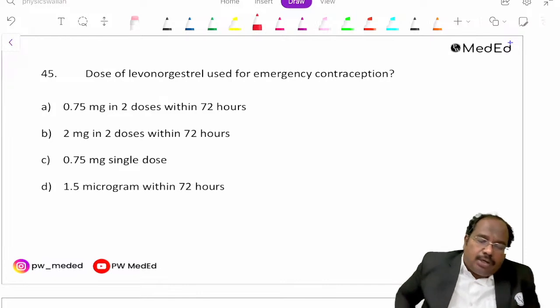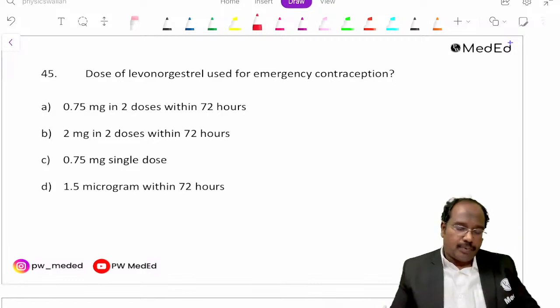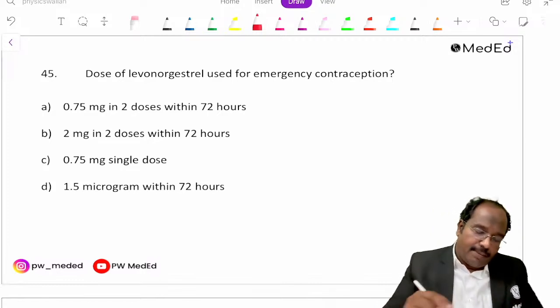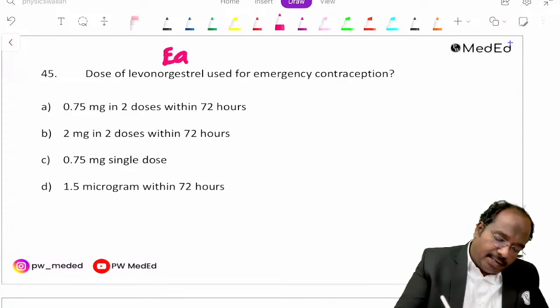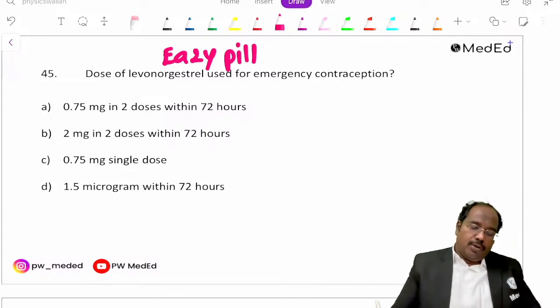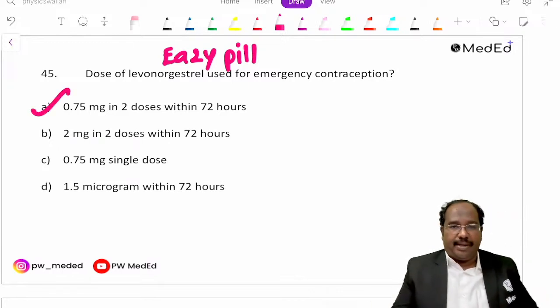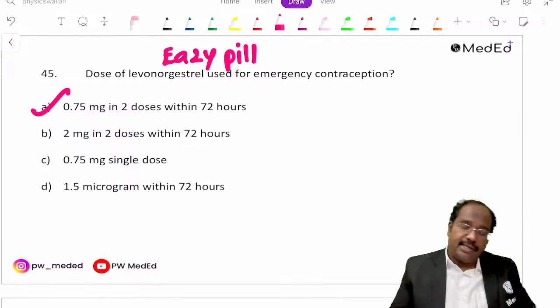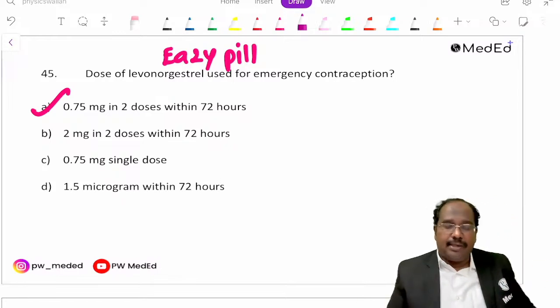Dose of levonorgestrel used for emergency contraception. What is it? This is given in the program under the name of Easy Pill, guys. So what is the dose? The right answer is 0.75 milligram in 2 doses, and within 72 hours of unprotected sex. Okay, fine. Now, what other options are available?